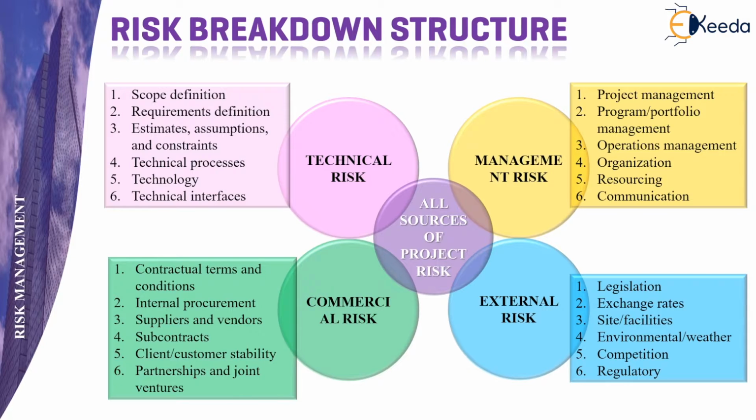Commercial risk is because of the subcontract issues by suppliers and vendors, internal procurement, partnership and joint ventures, and the contractual terms and conditions. External risk for a project can be because of change in regulations, entry of a competitor, the environmental or weather conditions, site and facility condition, and increase or decrease in exchange rates. Also, political factors and international macroeconomy can also be risk factors and are called external risk. This is RBS, or risk breakdown structure.